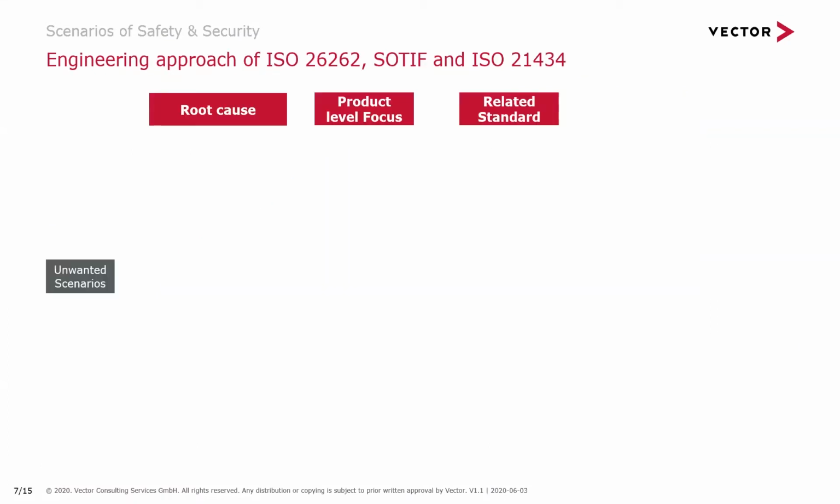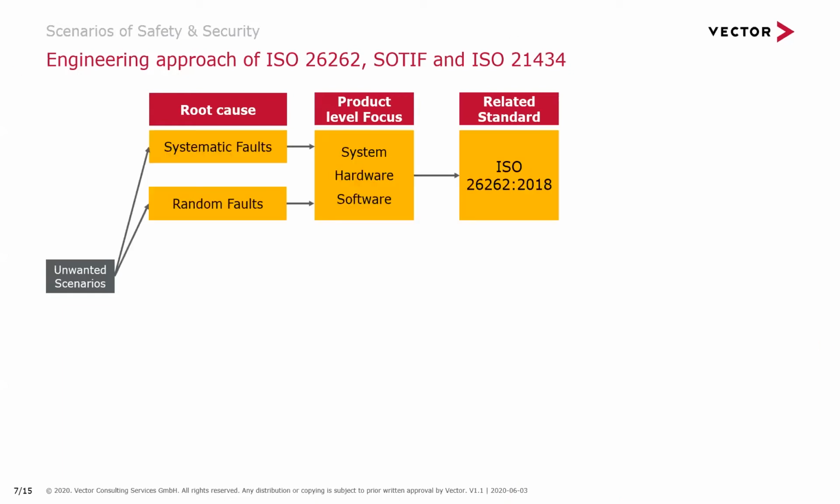Looking a bit more at the detailed level, what that means. The unwanted scenario is the root cause of everything we do here in safety and security. For functional safety, that means avoiding systematic and random faults that can occur on hardware and software level and can propagate to the system level. Therefore we have ISO 26262, which provides us methods and requirements for how to deal with that.